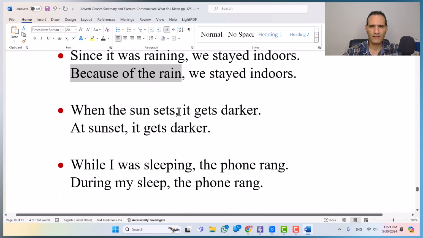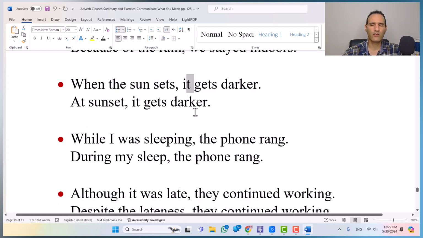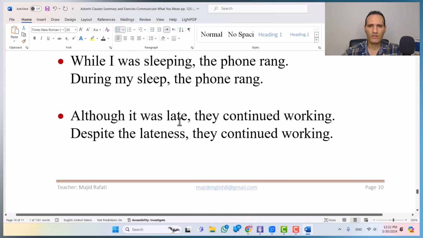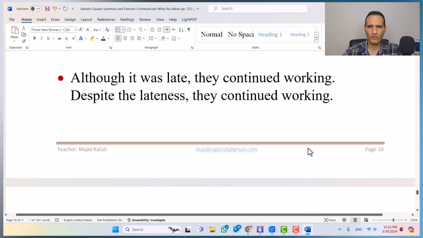When the sun sets, it gets darker. Again, subjects are different. This is, for example, the weather. This one is sun. At sunset, it gets darker. Again, reduced, but not the way we know it. While I was sleeping, the phone rang. During my sleep, the phone rang. Although it was late, they continued working. Despite the lateness, despite the time, for example, they continued working.